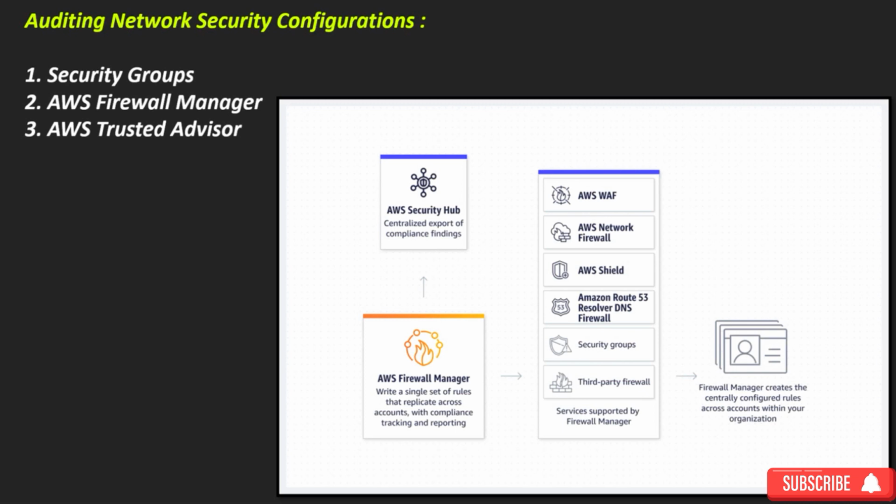Second, we have AWS Firewall Manager, that's for centralized security policy management. AWS Firewall Manager provides a centralized way to manage the security policies across your AWS accounts and applications. It simplifies the enforcement of security rules, making it very easy to audit and validate your network security configurations too.